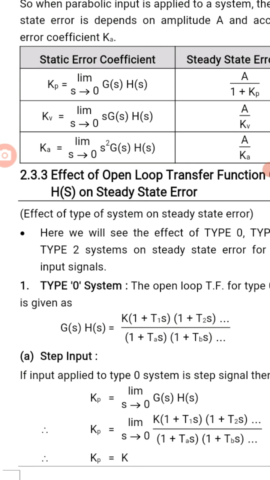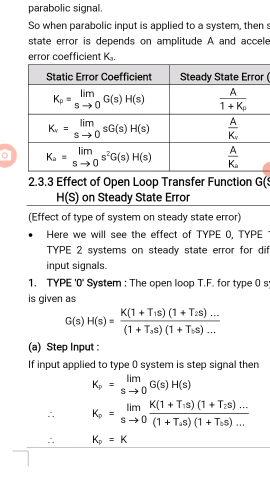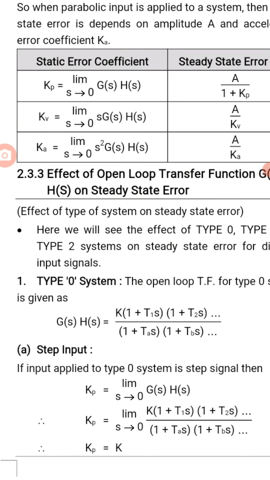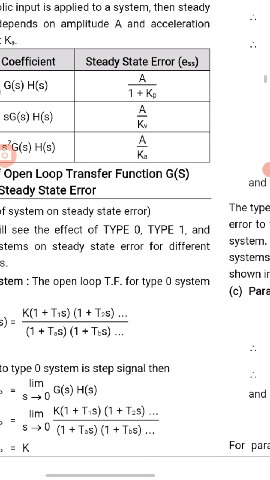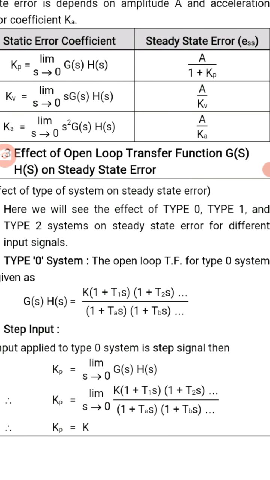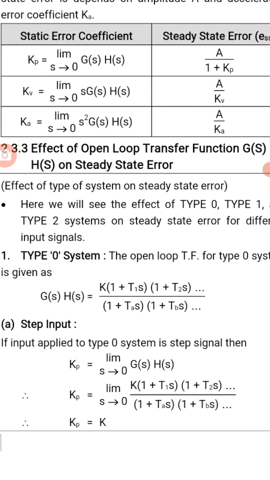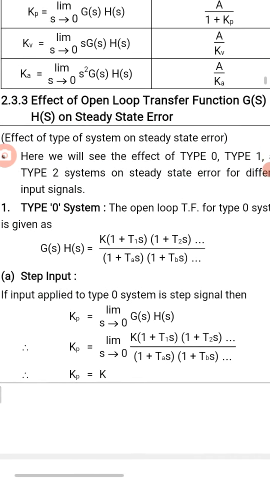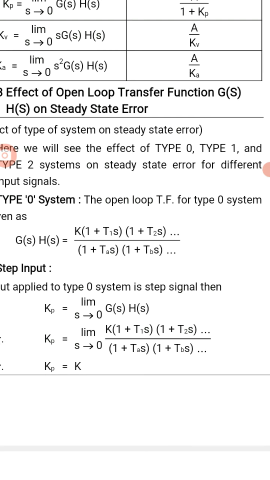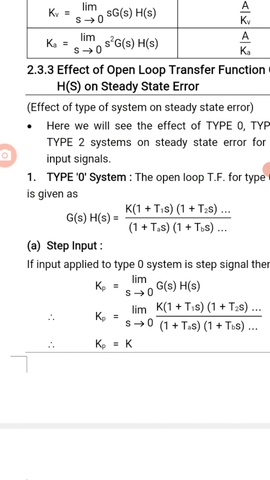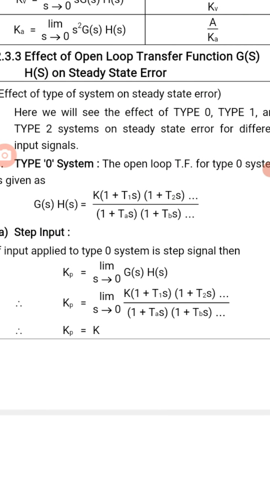We will now switch to open loop transfer function with reference to steady state error system. We will see the effect of type 0, type 1 and type 2 systems on steady state error for different input signals. Type 0 system: the open loop transfer function of type 0 system is given by G of s into H of s, where H of s is 1.